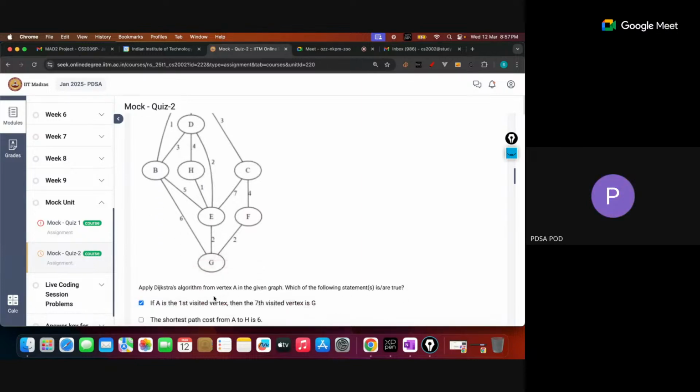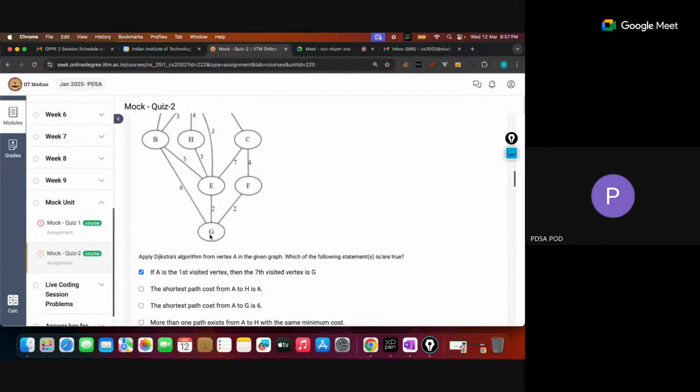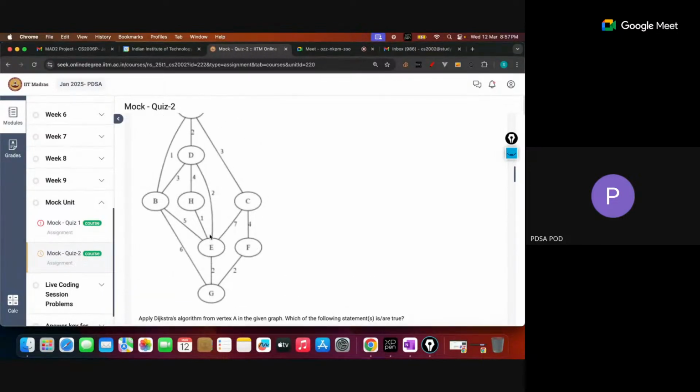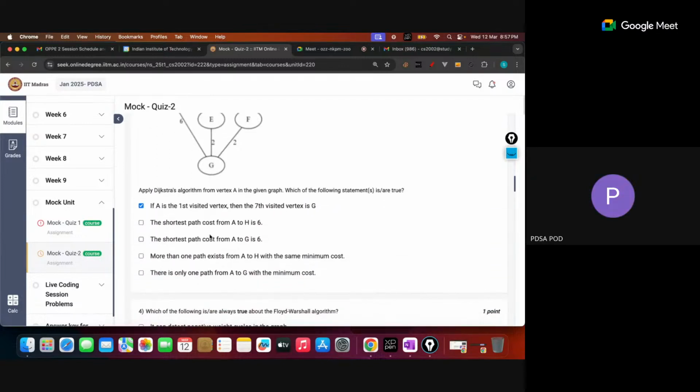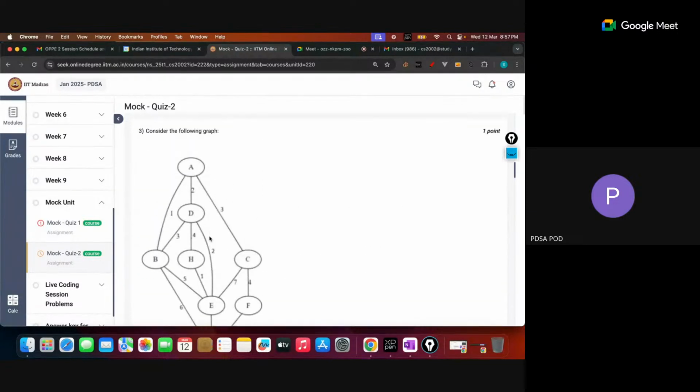6. Is it right? Don't calculate the number of edges. It's not BFS or DFS. Yeah, it's 6. It's edge weights, no? Clear? The shortest path cost from A to H is 6. Is it 6? No, it's false, 5.